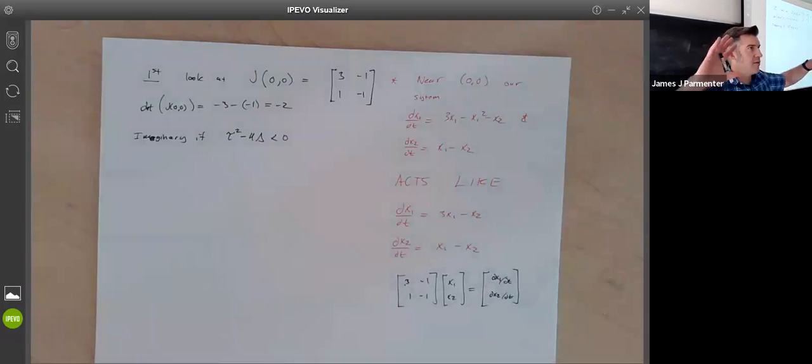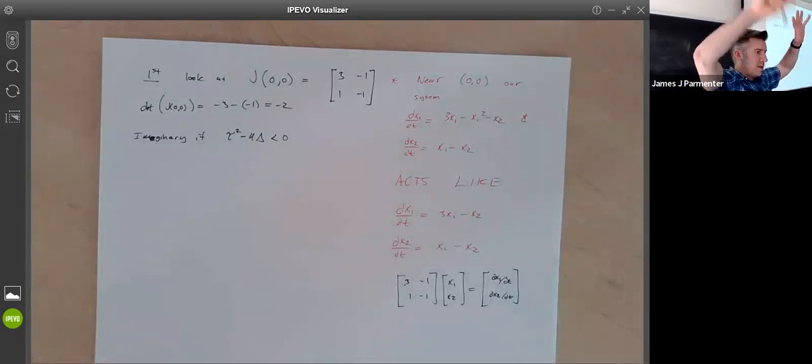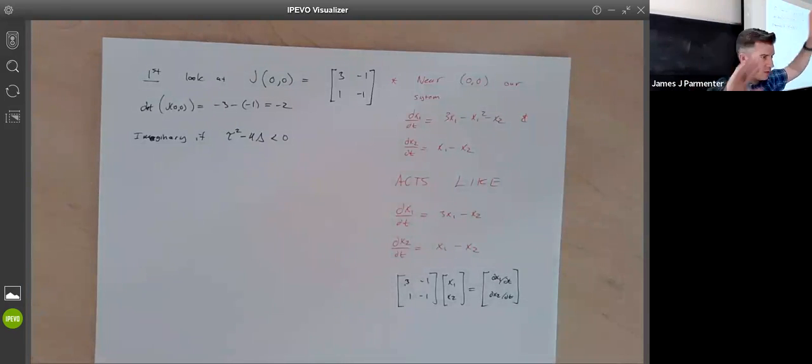If you remember the two-dimensional graph with the parabola where we talked about where the different solutions were, if your determinant was negative, you were on the bottom where everything was a saddle. So if your determinant's negative, saddle automatically. We know it's a saddle.